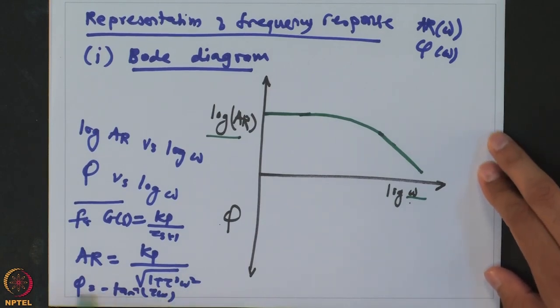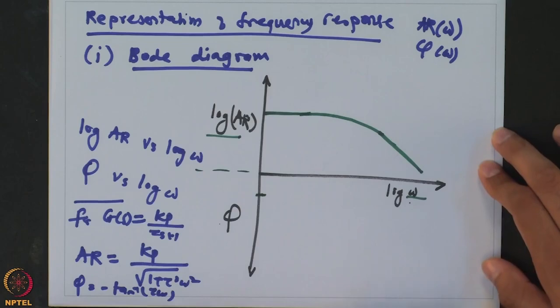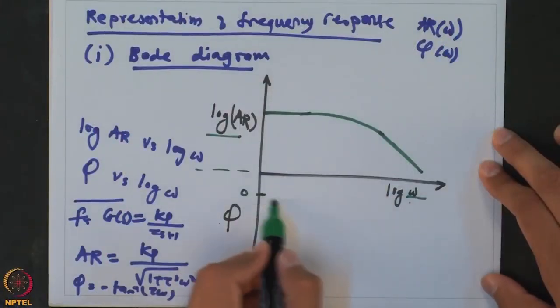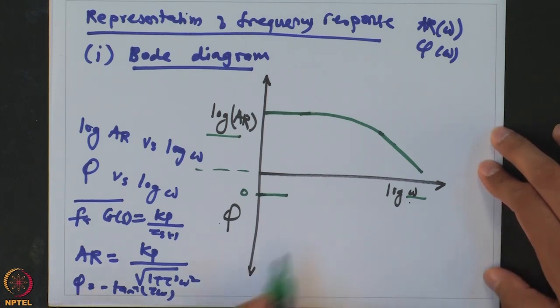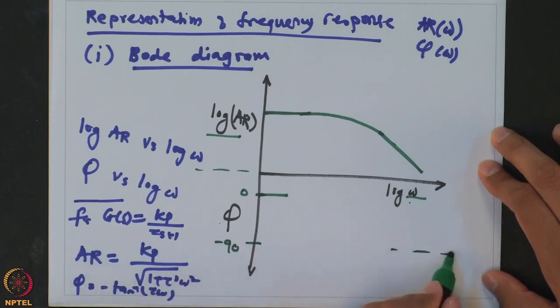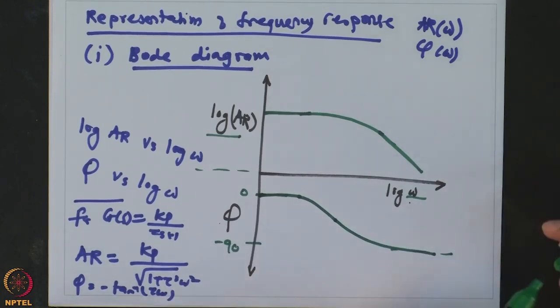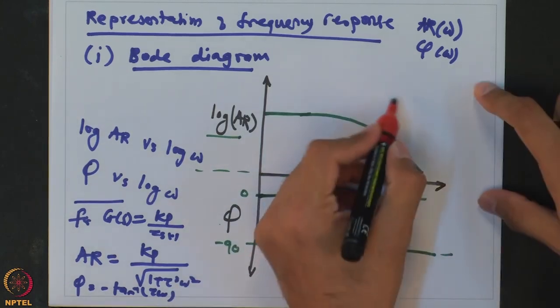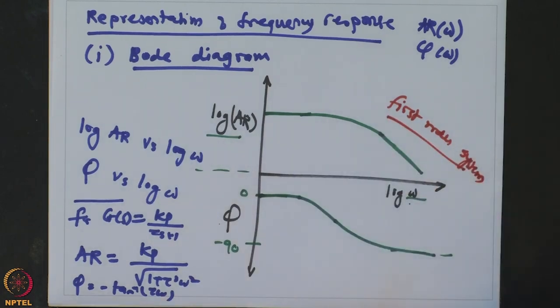When omega is equal to 0, we have phase equal to 0. Here we cannot show omega equal to 0, as it is negative infinity on the log axis. So the phase is going to approach 0 at very low frequency. That will be the asymptote. And when omega tends to infinity, it's tan inverse infinity, so the phase will be equal to minus 90. So the other extreme is minus 90. The response looks like this. That is how a Bode diagram for a first order system will look, and it can be constructed for any transfer function.